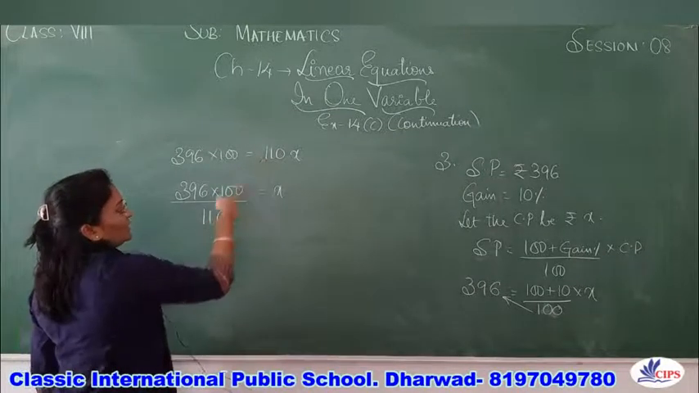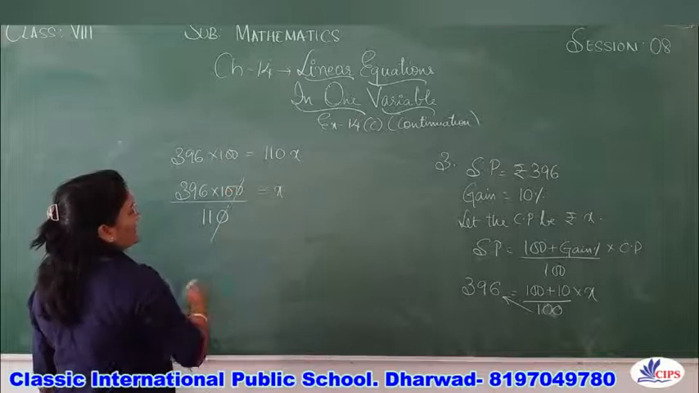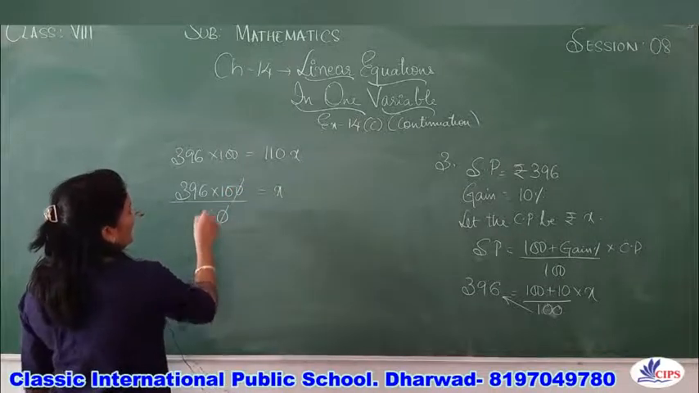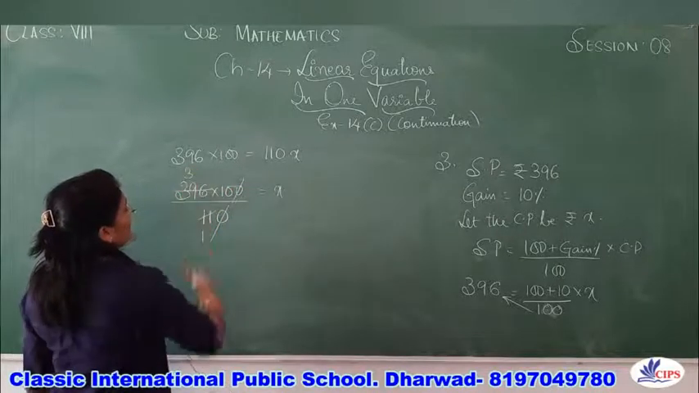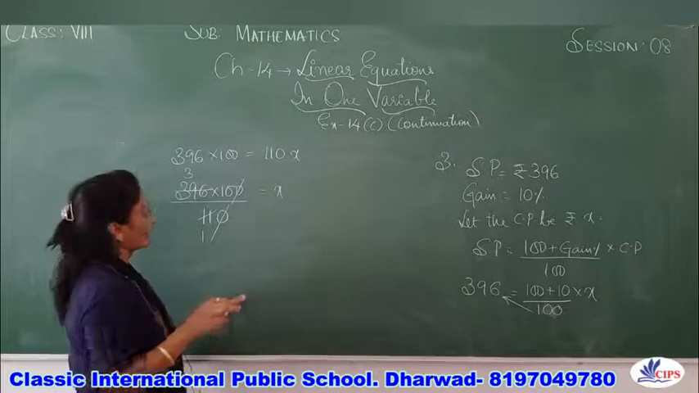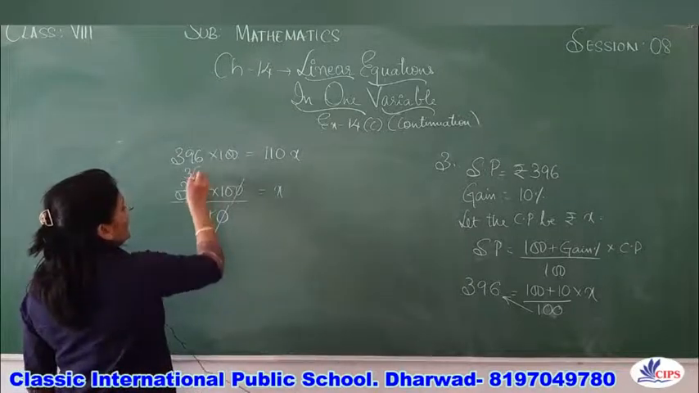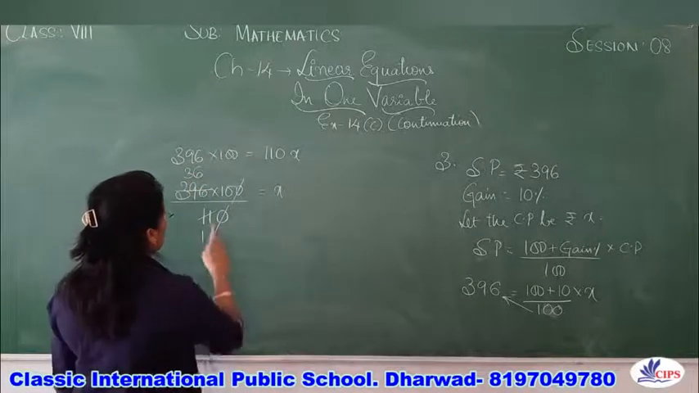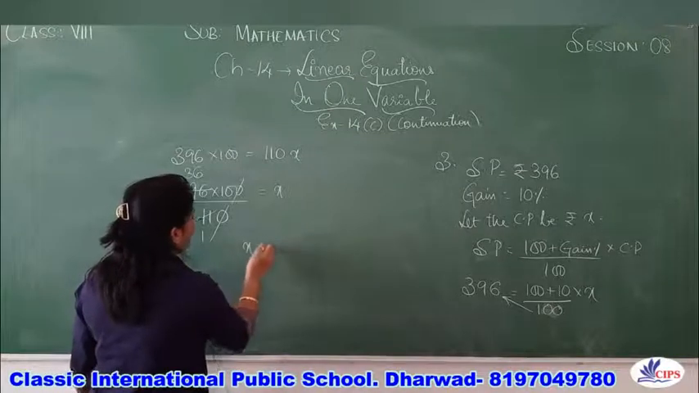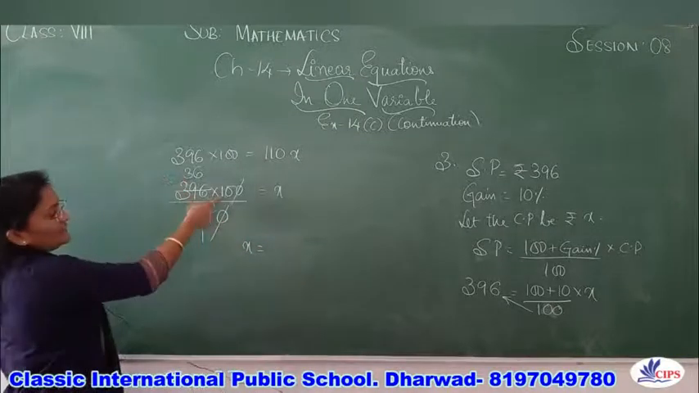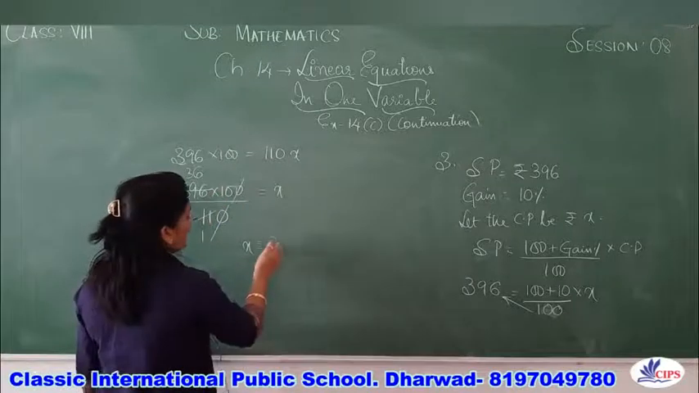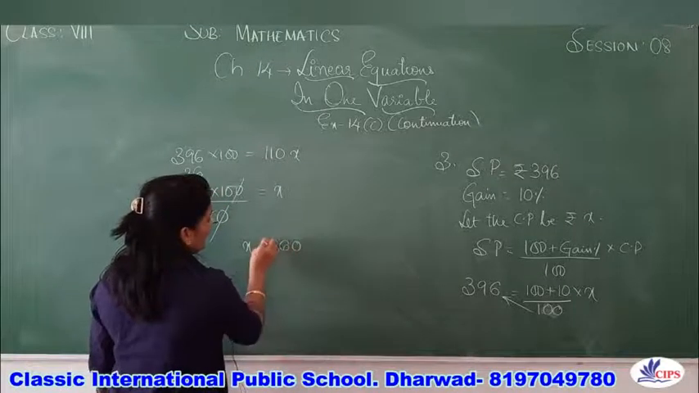Here I have brought this 110 down, so 0 0 gets cancelled. I'll simplify this with 11. 11 3s is 33, so 6 will be left, it becomes 66. 11 6s is 66. Now therefore x value, how much do we get? Here we have got 36 and here we have got 10. So 36 into 10 will be 360 rupees.